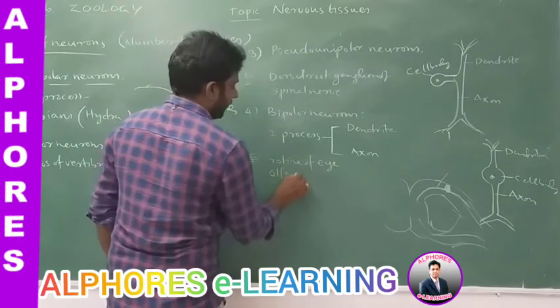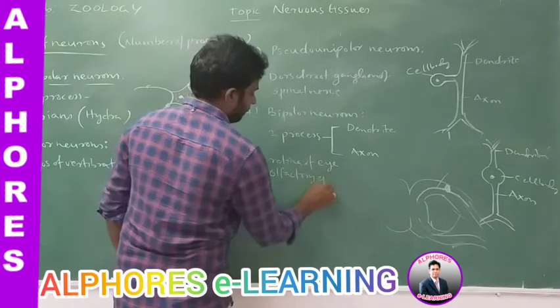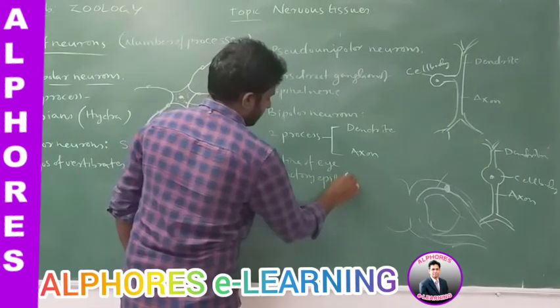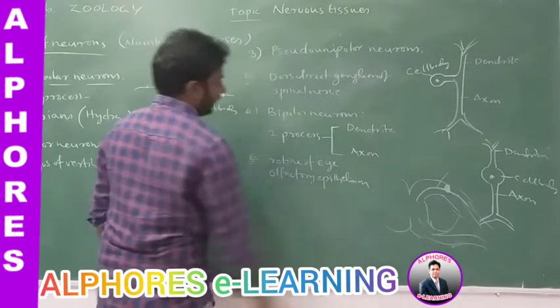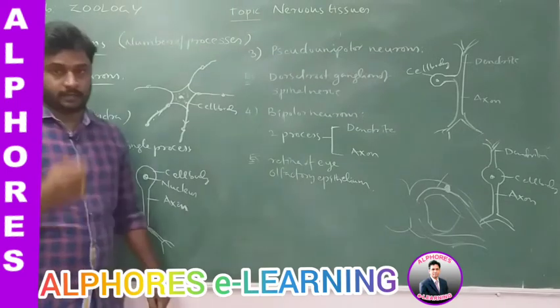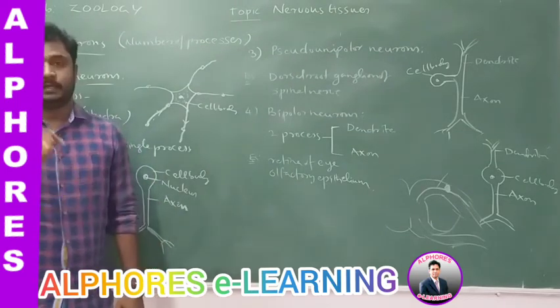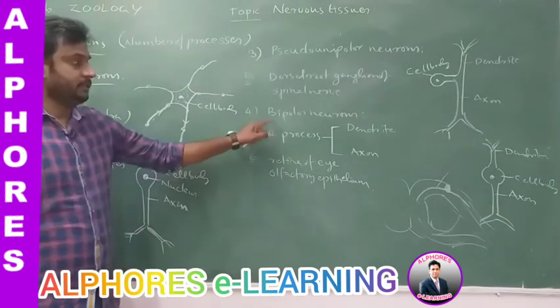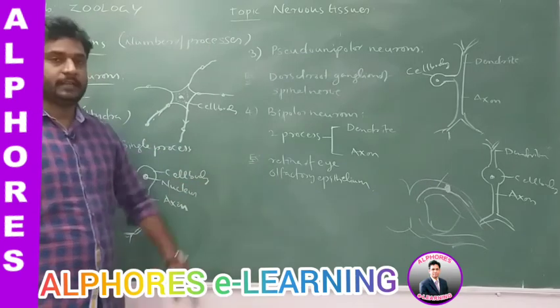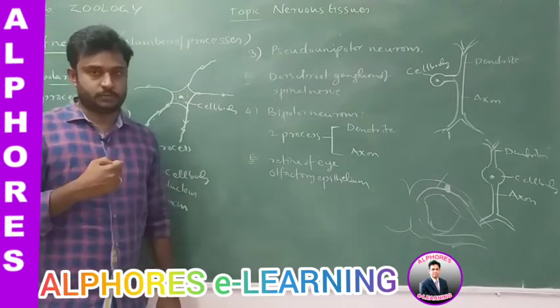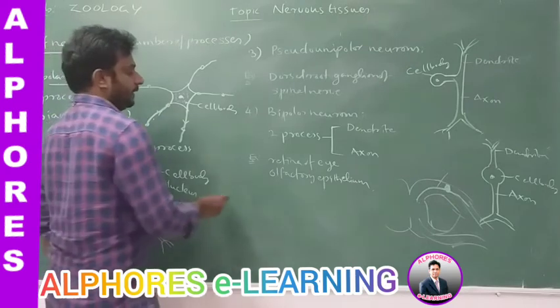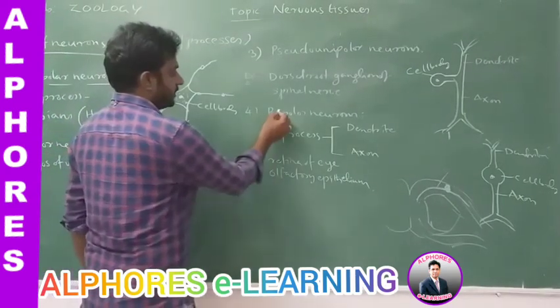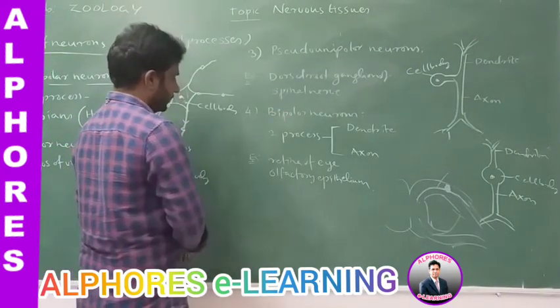And olfactory epithelium. These are present in the olfactory epithelium. Retina of eye. In our eye, retina is present. Retina consists of bipolar neurons, and olfactory epithelium, which is present in the nose, consists of the bipolar neurons.